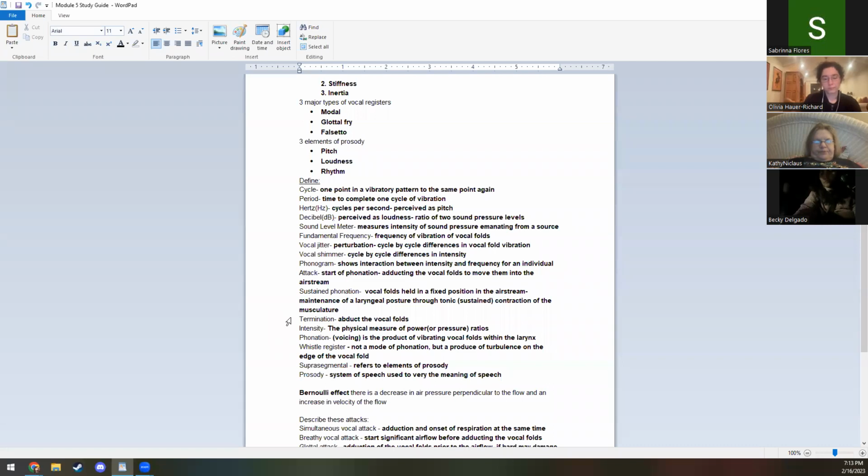Termination is abduct the vocal folds. Intensity, the physical measure of power or pressure ratios. And then phonation, which is voicing. Whistle register, not a mode of phonation, but a product of turbulence in the edge of the vocal folds.